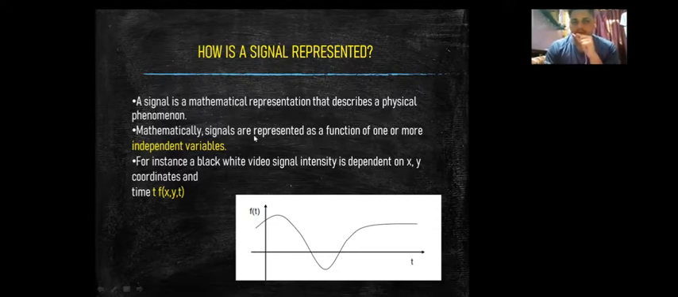Mathematically, signals are represented as a function of one or more independent variables, mainly time. For instance, a black and white video signal intensity is dependent on x, y, and time t, and is plotted in this manner, where the y-axis is your function or signal, and the x-axis represents time. You can see that after each change in instance of time, the signal also changes, and hence we can plot this graph over here.